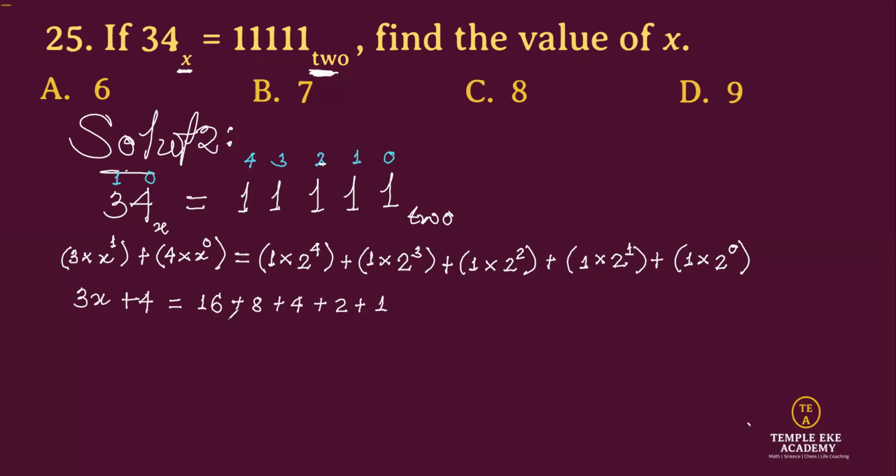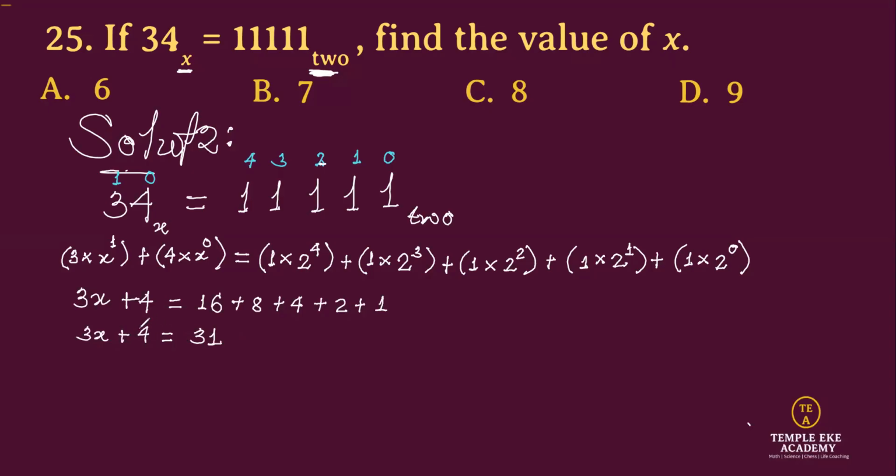Now we can add up everything on the right-hand side. That gives us 3x plus 4 equals, adding all of this: 16 plus 8 is 24, 24 plus 4 is 28, 28 plus 2 is 30, and 30 plus 1 gives us 31. And now we see this is a linear equation.